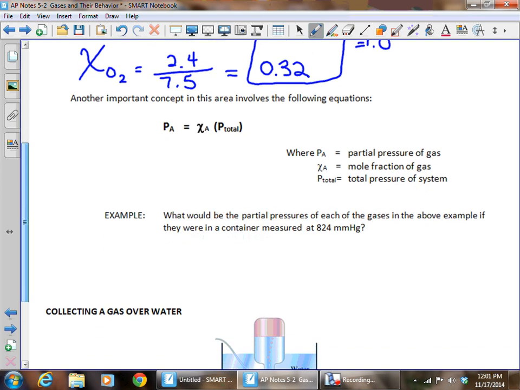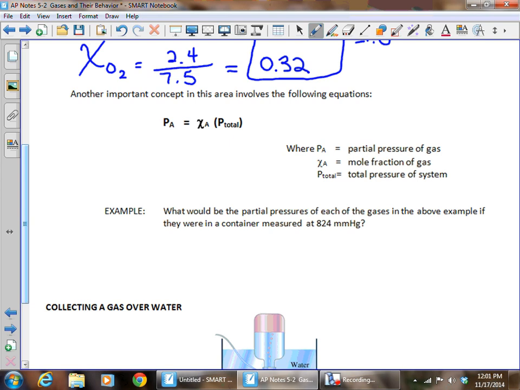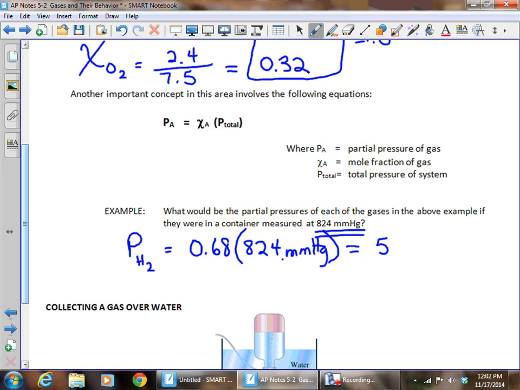So look at the example problem. What would be the partial pressures of each of the gases in the above example if the total pressure is 824 millimeters of mercury? Well, the partial pressure of hydrogen is going to be its mole fraction, which was 0.68, times the 824. I'll go ahead and put in the units. Just like a percent problem. If this were 68% of that pressure due to hydrogen, we'd simply move the decimal over 2 places and get 0.68 again. We're just not going to mess with those times 100 and divided by 100 things. So when we work this out, we end up with 560 millimeters of mercury for the partial pressure of our hydrogen.